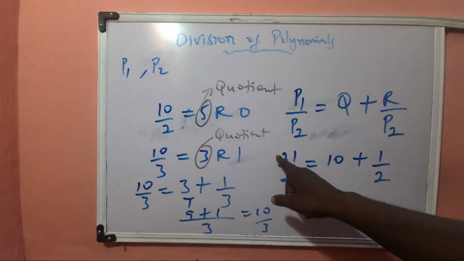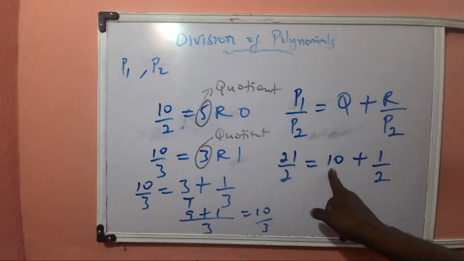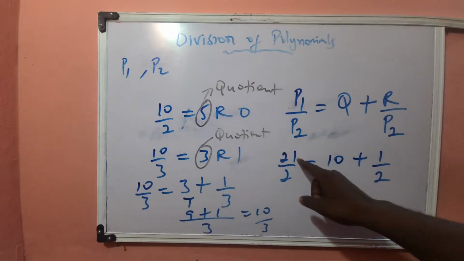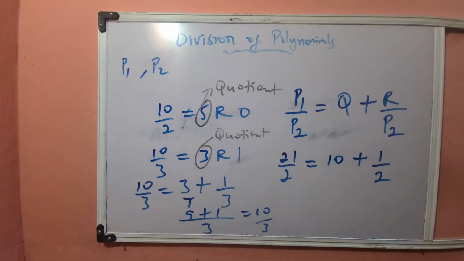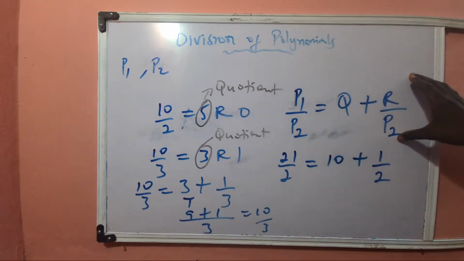If I decide to divide 21 by 2, I'm sure you know that 2 can go into 21 10 times. But it doesn't go perfectly. You are left with a remainder of 1. So I'm now deciding to express my 21 over 2 as this, based on what I wrote here. And I want to prove to you that what I wrote here is perfect.